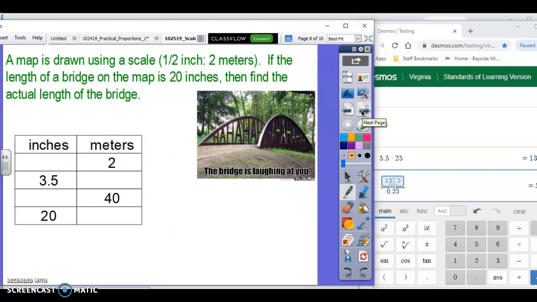All right, here's another question. A map is drawn using a scale of 1/2 inch is equal to 2 meters. If the length of the bridge on the map is 20 inches, find the actual length of the bridge. So here, the actual length is going to be measured in meters. So that's what we're looking for, is meters. And the other measurement is inches. So when I label this, I'm going to have inch over meter.